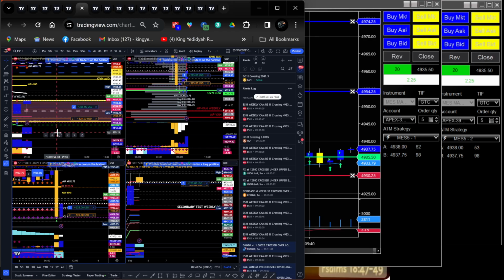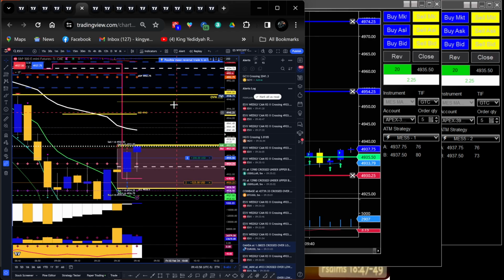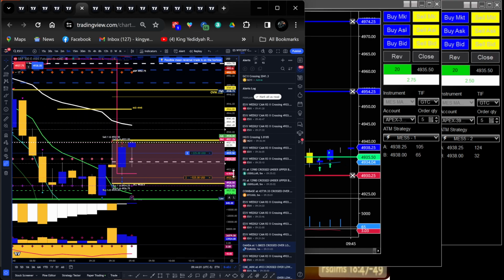NQ stop run. ES stop run. Absorption sellers ES. Sweep ES. YM iceberg thunder flurry.